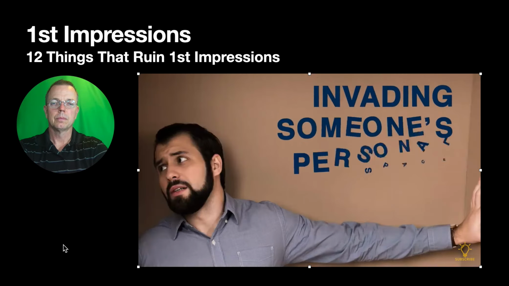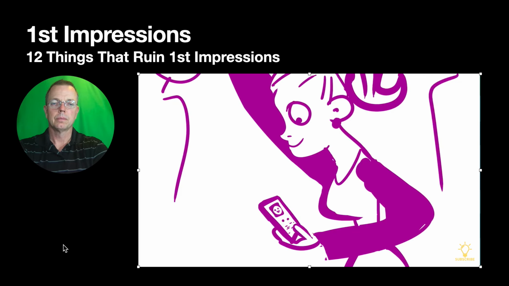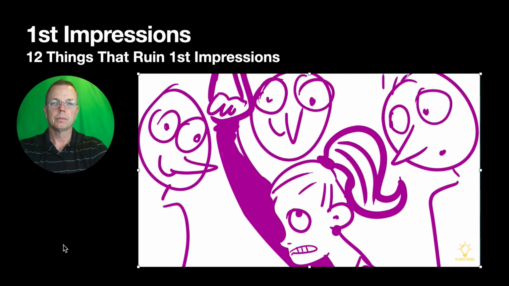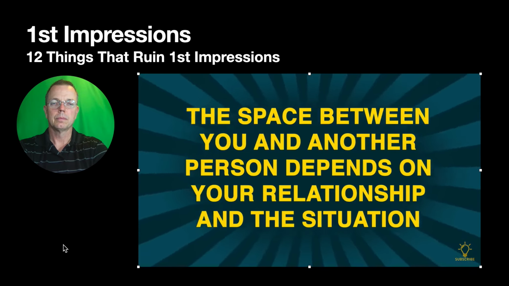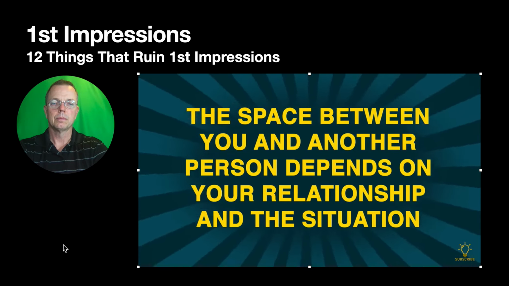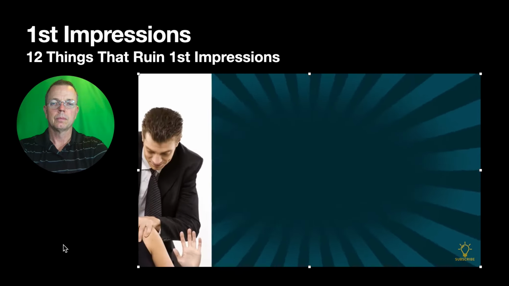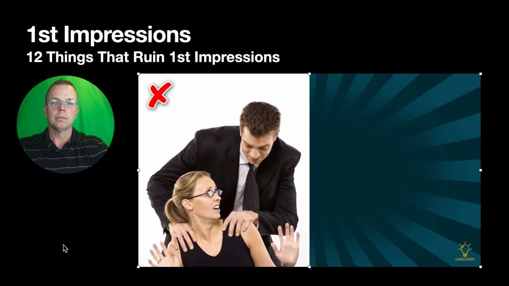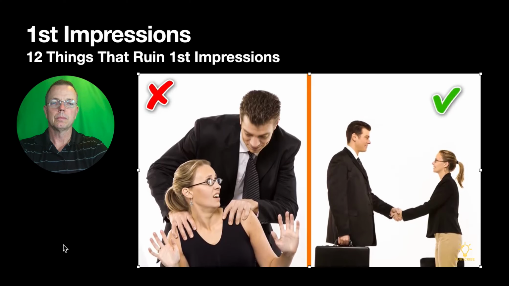Number 6, invading someone's personal space. Just as there are certain lines you shouldn't cross when it comes to conversation topics, the same goes for personal space. Experts put it simply: the space between you and another person depends on your relationship and the situation. There's a certain distance for close friends and family, one for informal conversations and another for formal interactions.